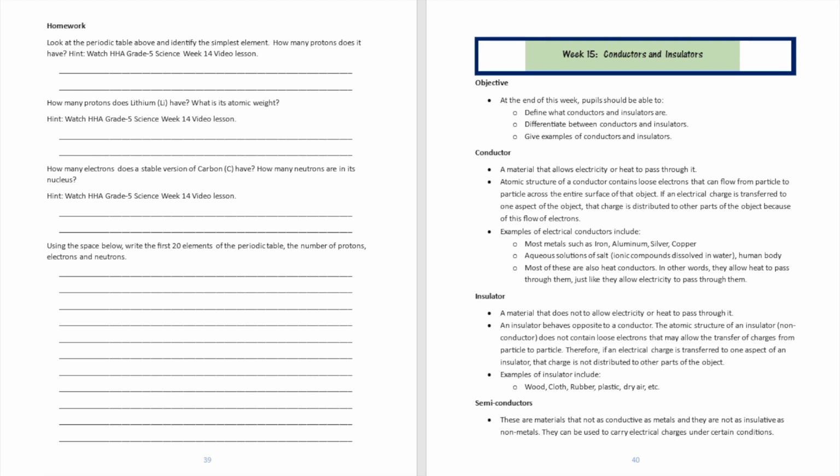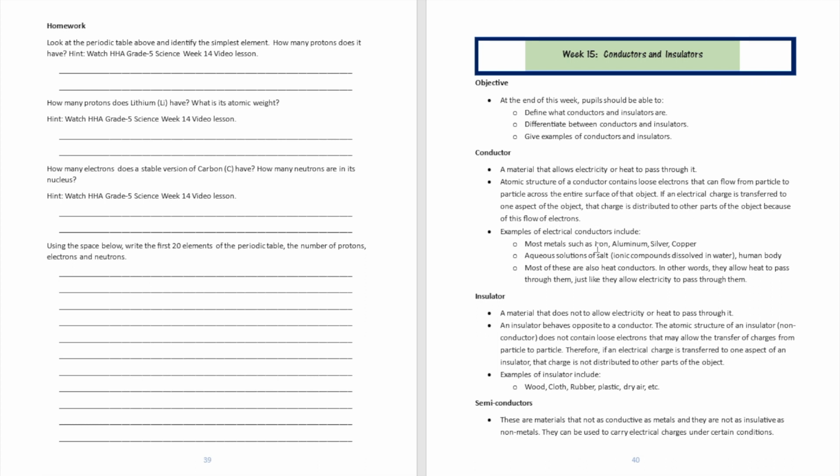Well, a conductor is a material that allows electricity or heat to pass through it. The atomic structure of a conductor contains loose electrons that can flow from particle to particle across the entire surface of that object. So if an electrical charge is transferred to one aspect of the object, that charge is going to be distributed to other parts of the object because of this flow of electrons.